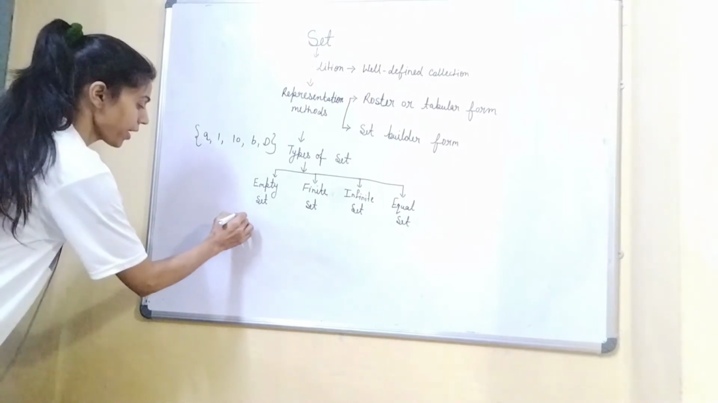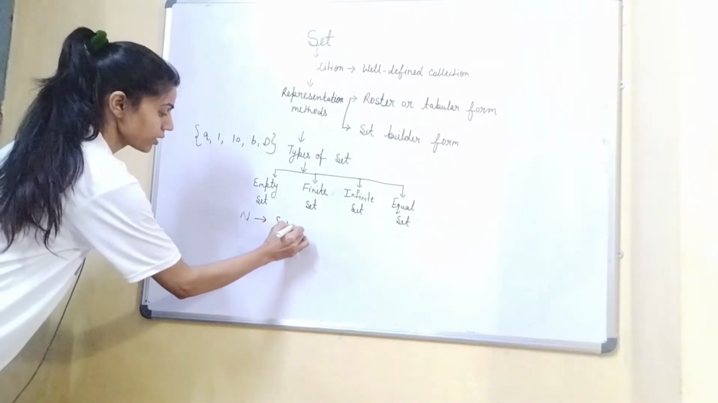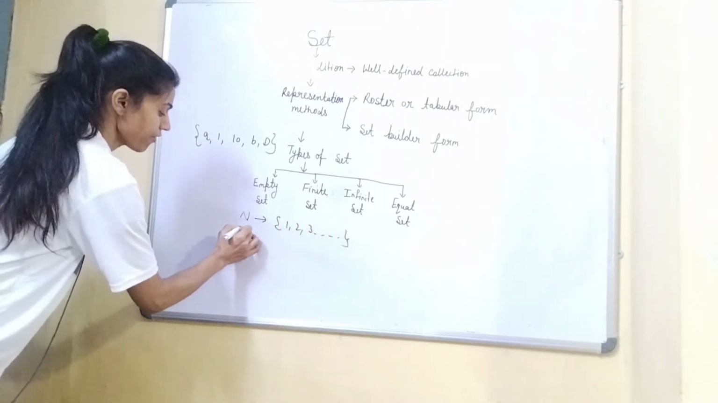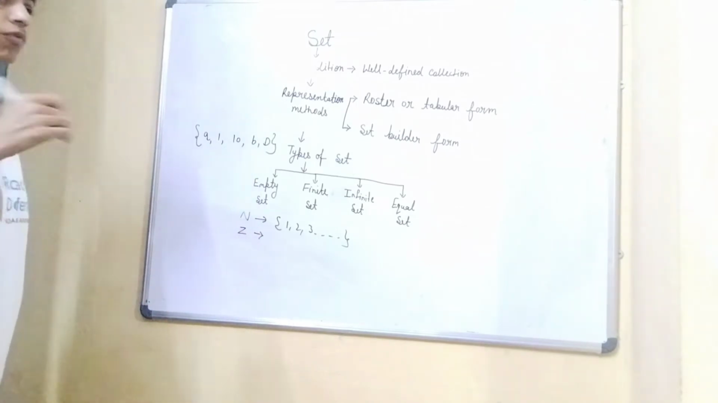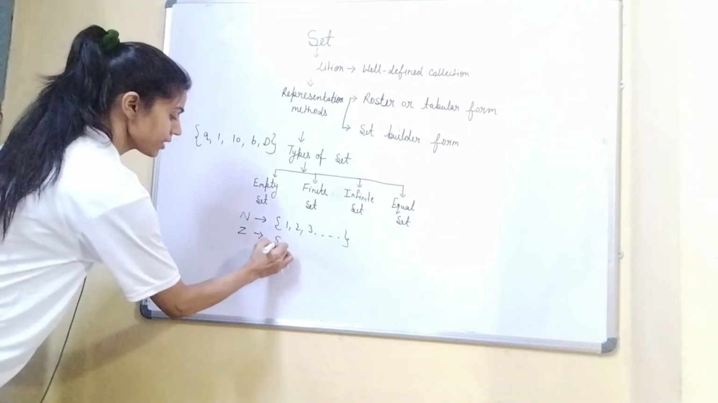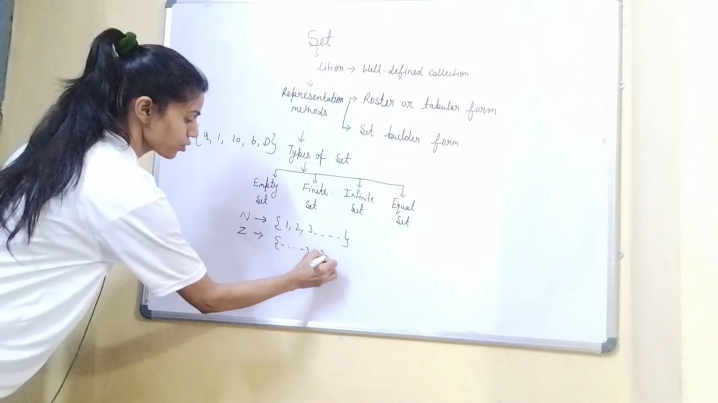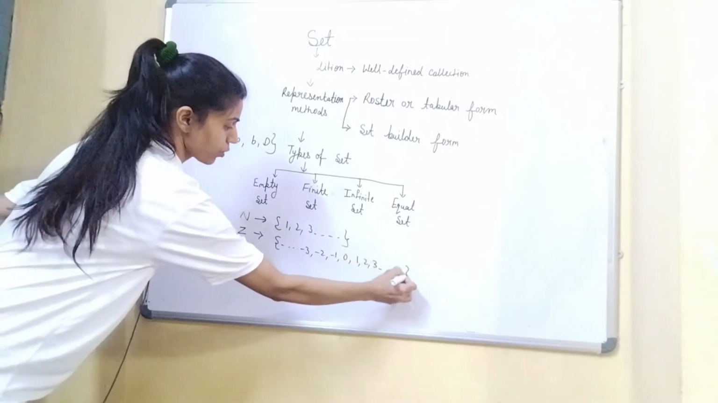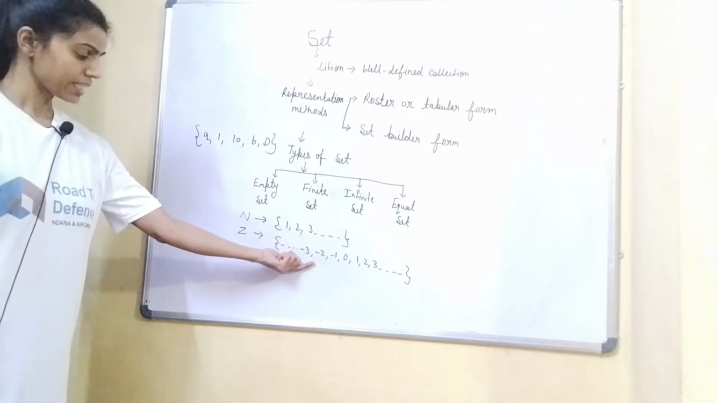So suppose if I am writing here N, what is this? 1, 2, 3, the set of natural numbers. Same way if I am writing here Z, what is it? You all know that Z is the symbol for integers. So I can write it in this way: -3, -2, -1, 0, 1, 2, 3 and so on, right? So I can say that this is the set of integers, right?